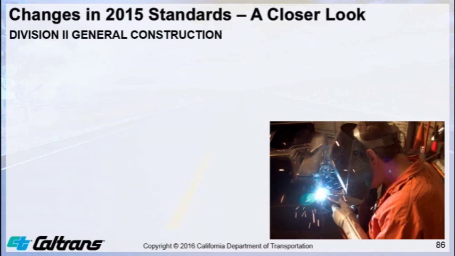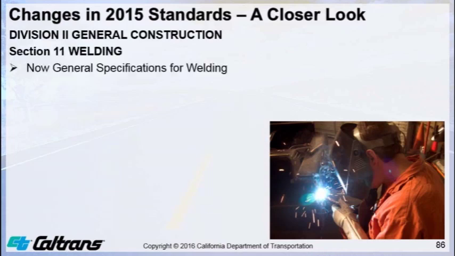Now we're in Division 2 General Construction. We're going to talk about Section 11 welding. Section 11 includes the general specifications for welding, where welding is specified to comply with the American Welding Society, AWS.